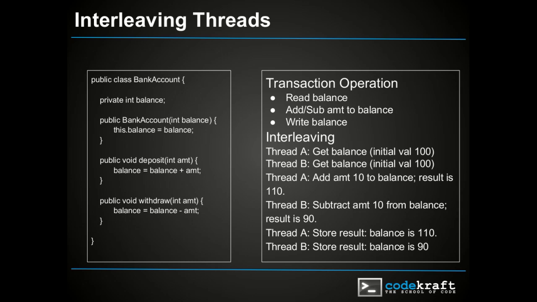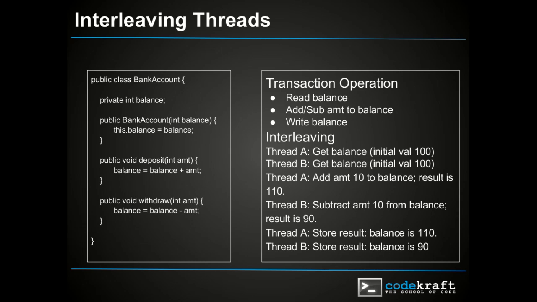But after that, thread B stores this result, and it had a value of 90, so it writes the value 90, which causes essentially the balance to be 90. So essentially the changes by thread A are lost, and only the changes done by thread B are visible to the system. Now this is just one example of interleaving, right?